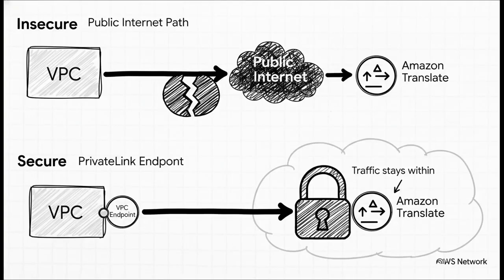When we talk about security, it really all comes down to network traffic. If your application servers are running inside of a VPC, the last thing you want is for your API calls to Amazon Translate to travel over the public internet. The solution? An interface VPC endpoint. This essentially creates a private, secure tunnel from your VPC directly to the Translate service, all powered by AWS PrivateLink. Your traffic never ever leaves the AWS network. This is a massive security win and a critical concept for the exam.